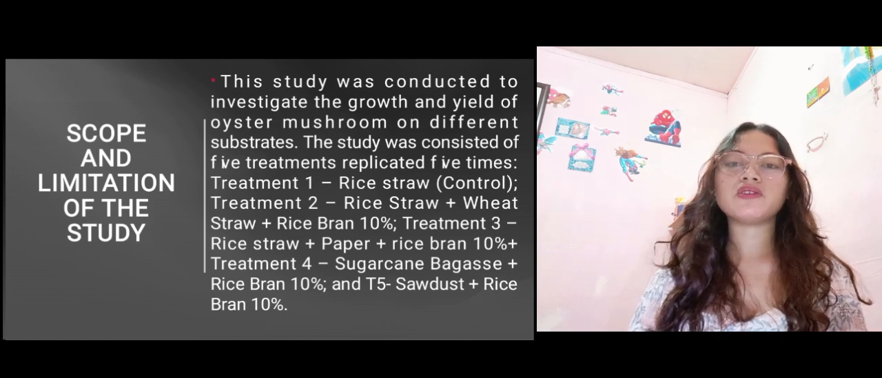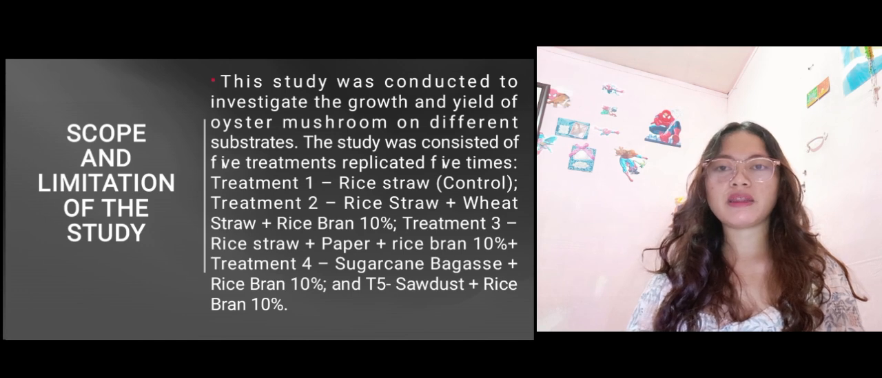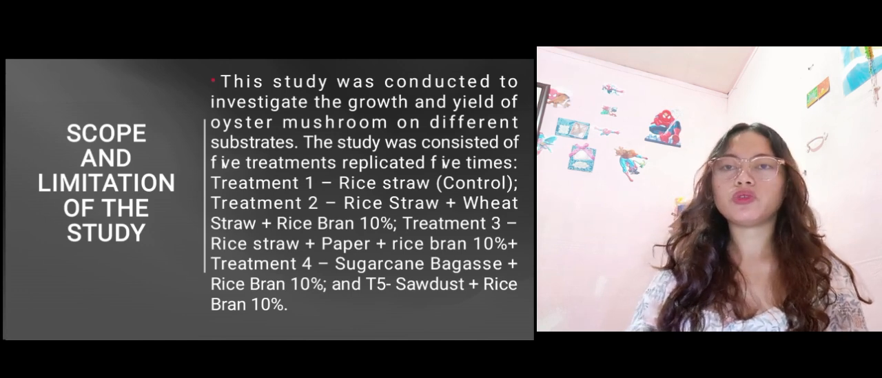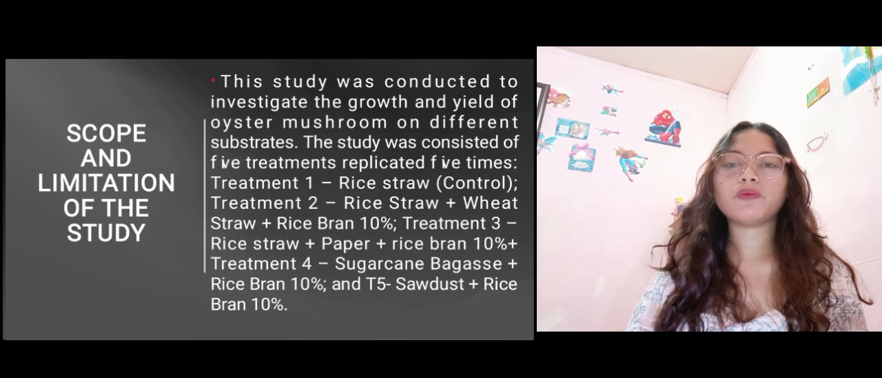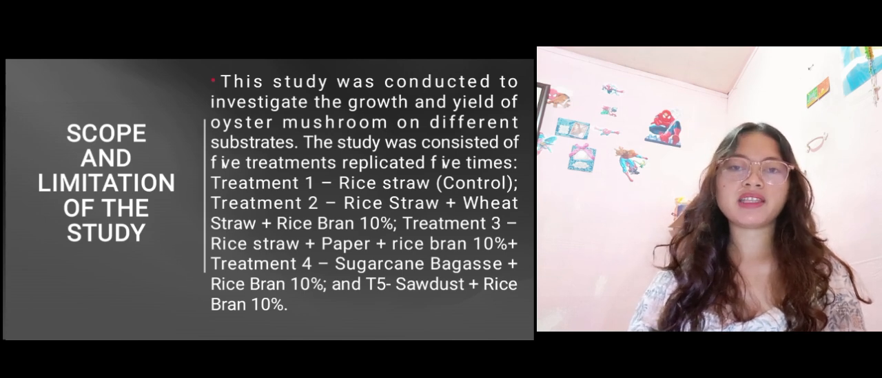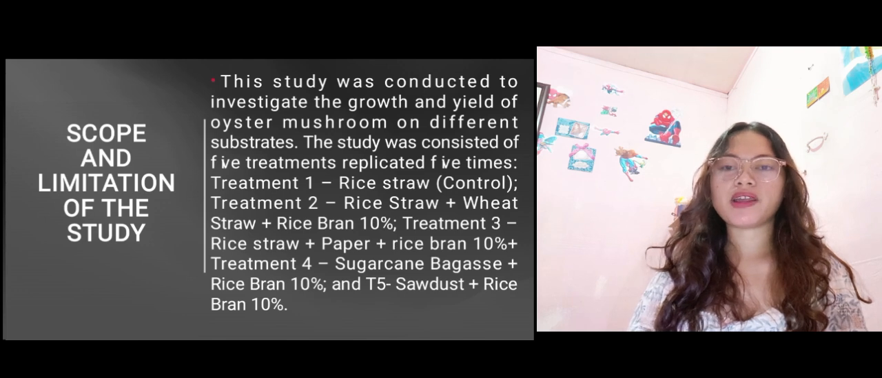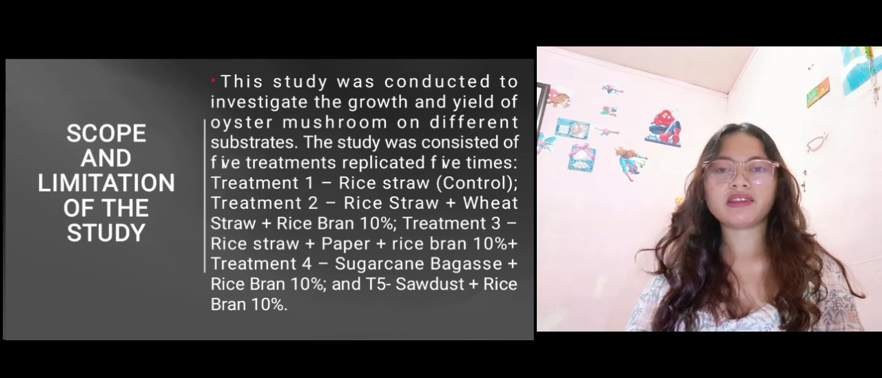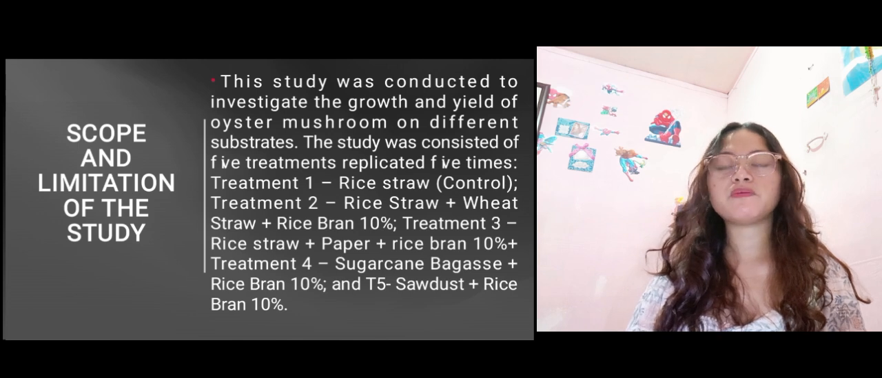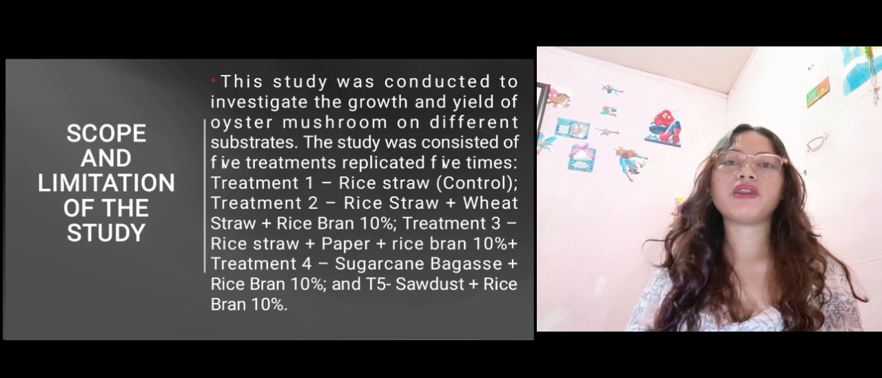The study consisted of 5 treatments and replicated 5 times. Treatment 1. Rice straw, which is the control. Treatment 2. Rice straw plus wheat straw plus 10% of rice bran. Treatment 3. Rice straw plus paper plus 10% of rice bran. Treatment 4. Sugarcane bagasse plus 10% rice bran. And treatment 5. Sawdust plus 10% of rice bran.